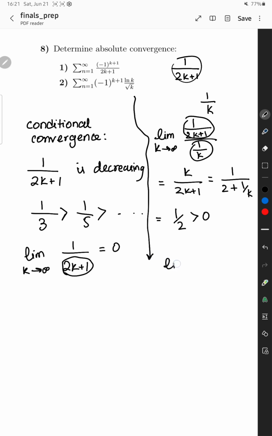Here, however, the series given is ln k divided by root k. There are a number of ways you can probe this, but the more useful way for this series would be taking the integral test. If you were to calculate the integral from 1 to infinity of this function, you'll see that this would diverge. You can use some basic manipulation to get this integral.